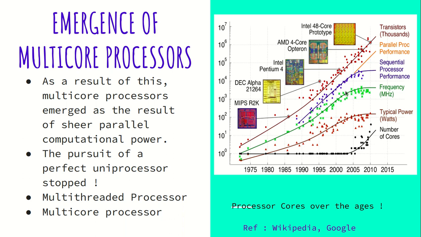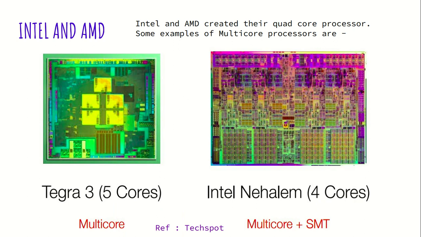This graph on the right shows the performance gain as a function of time over various years. As evident from the graph, performance gain has only been increasing by increasing the number of cores on a chip. Next, Intel and AMD created their quad-core processors and launched them into the market.